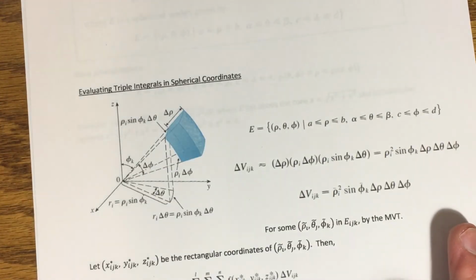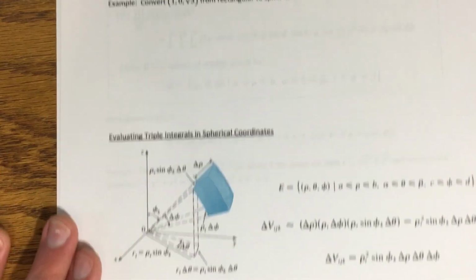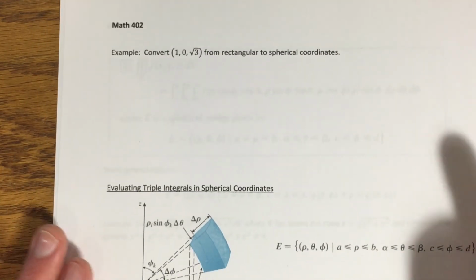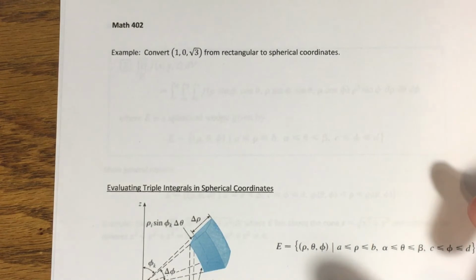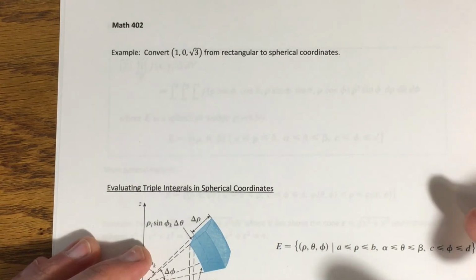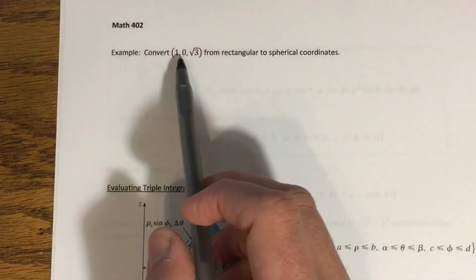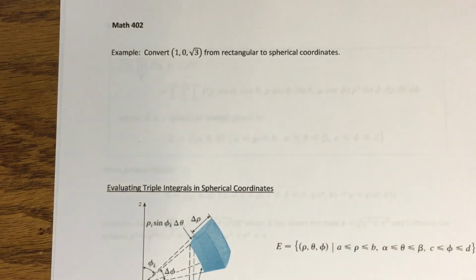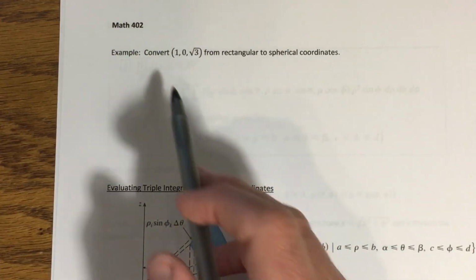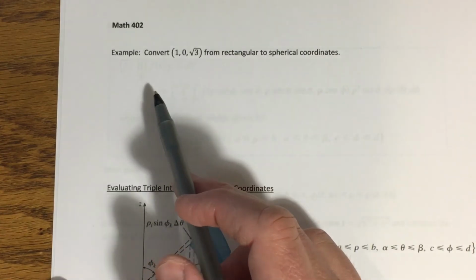Next up, let's look at a conversion from rectangular to spherical coordinates. So this is a point that's given in rectangular coordinates. So what we want to do is use some of the things that we know about how to convert between points. The first thing that's going to be reasonable to find is rho.